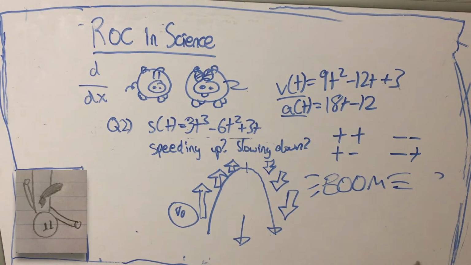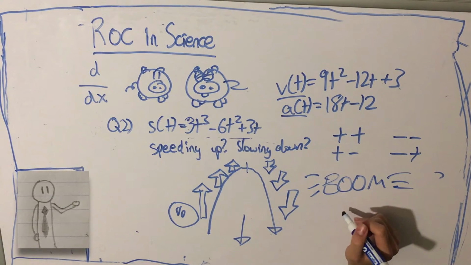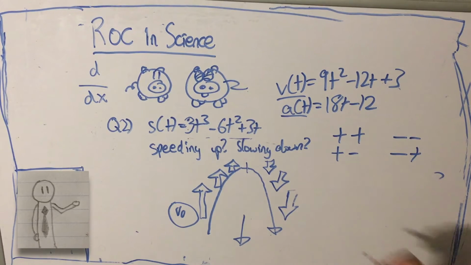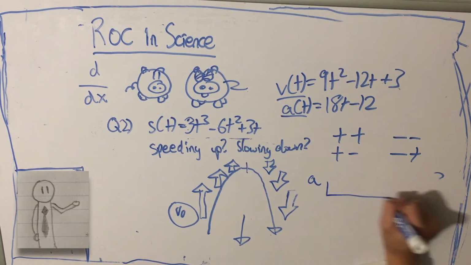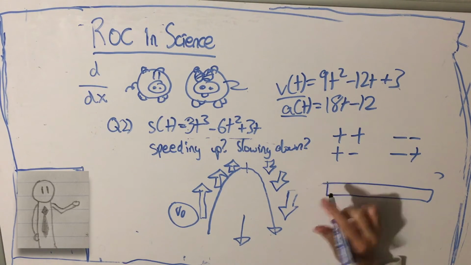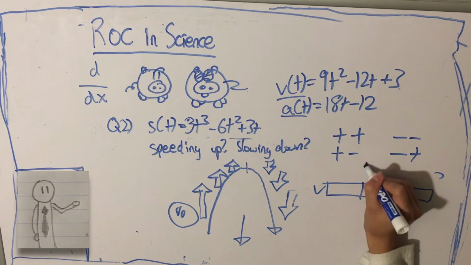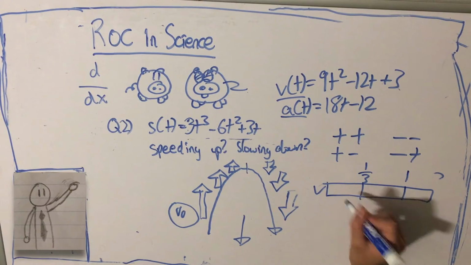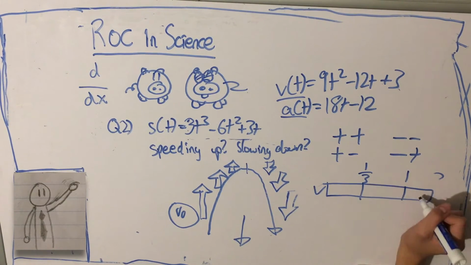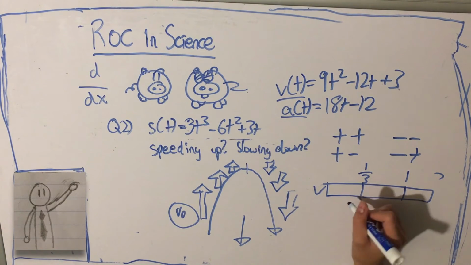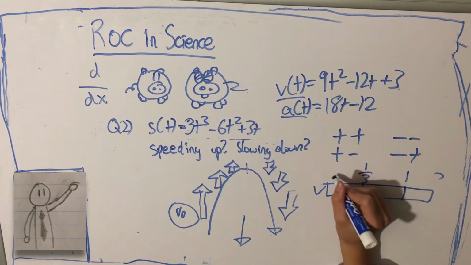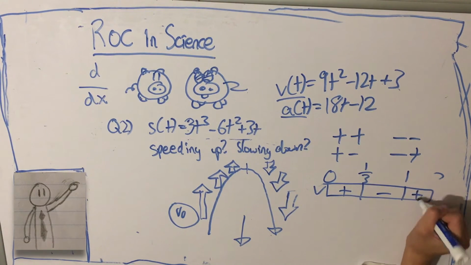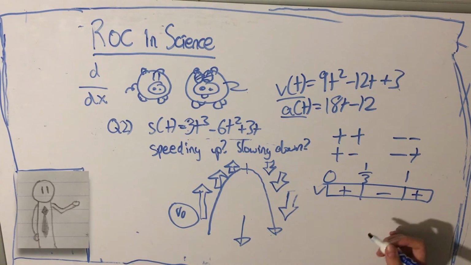So, back to the question. We know from before the velocity is 0 at 1/3 and 1. So we can write that in a little table like this. By plugging in numbers in these intervals, we can show that the velocity is positive from 0 to 1/3, negative from 1/3 to 1, and positive from 1 onwards.